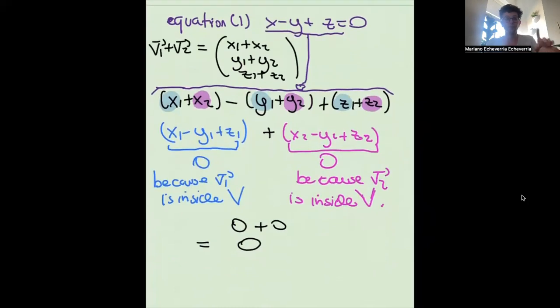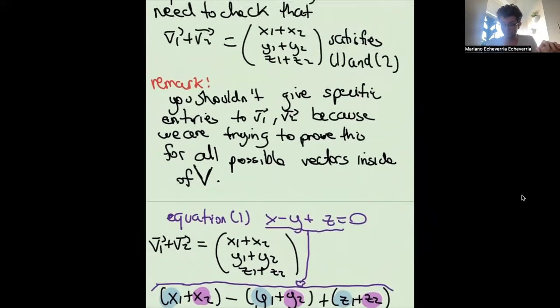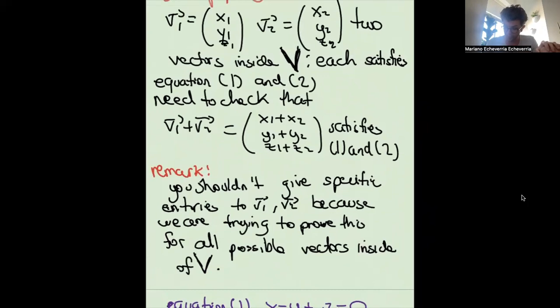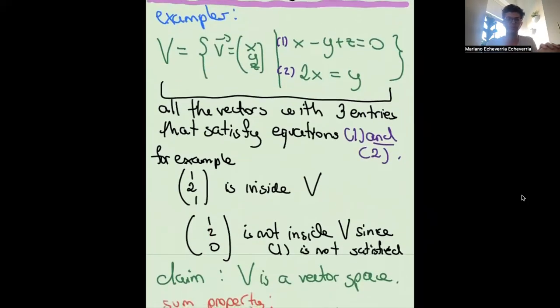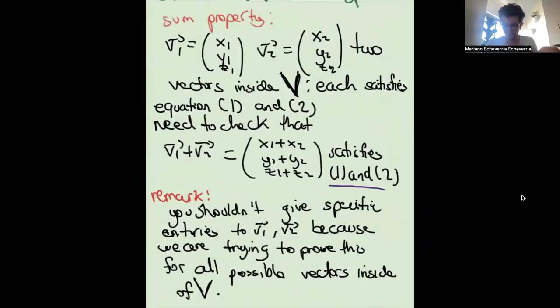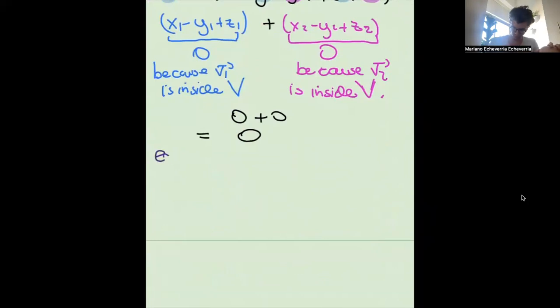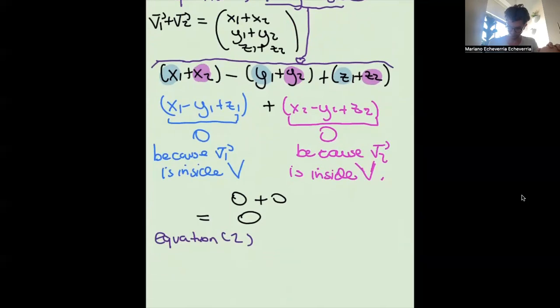Okay, let me do it for equation 2, because again, to check that the sum is inside of this, we have to check that it satisfies 1 and 2. So both need to be satisfied at the same time. So what was equation 2? Equation 2 was that 2x equals y. But again, here we're trying to check that for the sum, right?